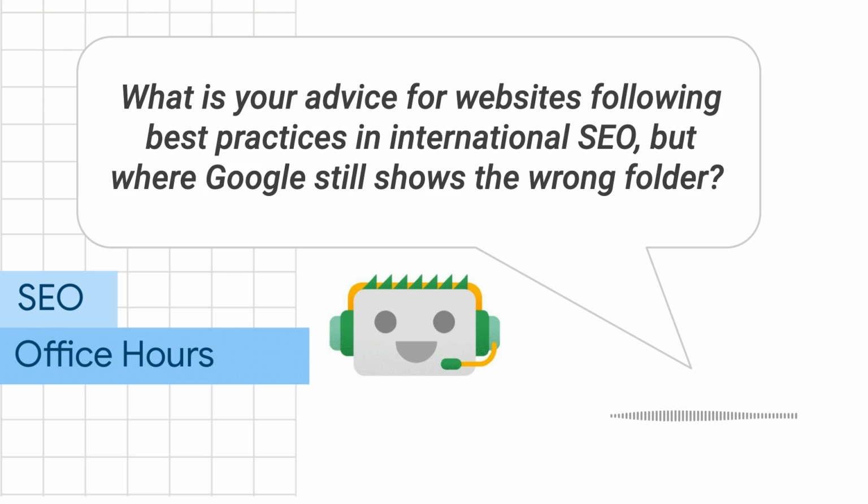Bruno asks, what is your advice for websites following best practices in international SEO, but where Google still shows the wrong folder? So in general, you can't guarantee that a user will only ever visit the correct language or country version of a page. That's just from the way that the web works, it's impossible to guarantee, even if Google got everything right. So my recommendation is always to make it as easy as possible for users to find their way to the right version.